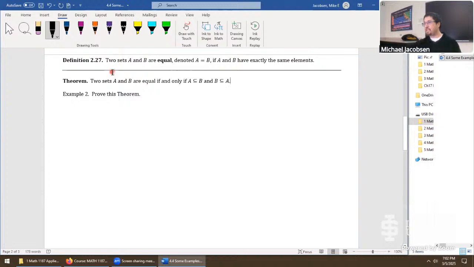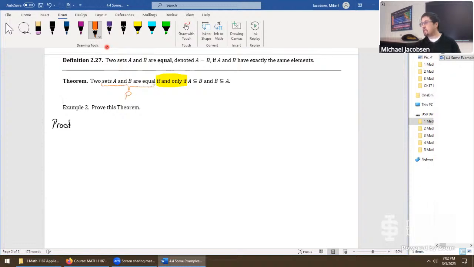It says two sets A and B are equal if and only if, so we have a biconditional statement, A is a subset of B and B is a subset of A. Lots to say on this one, but let's go with the forward statement. What I mean by that is we have a statement here. A, B are equal is the statement P, if and only if. This is a big compound statement, but I'm going to call it overall a statement Q.